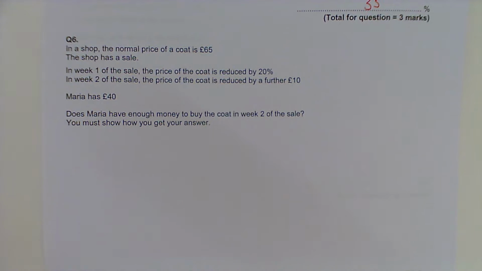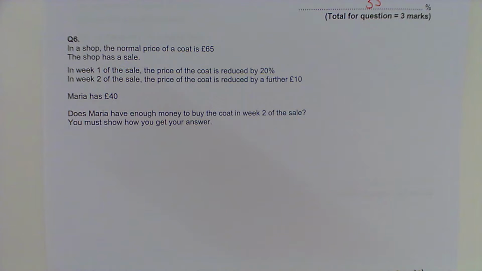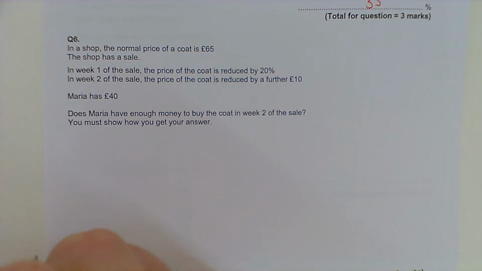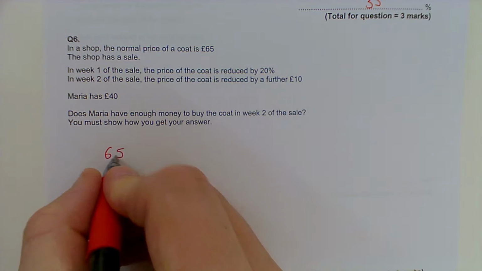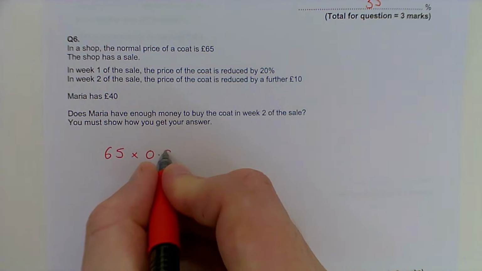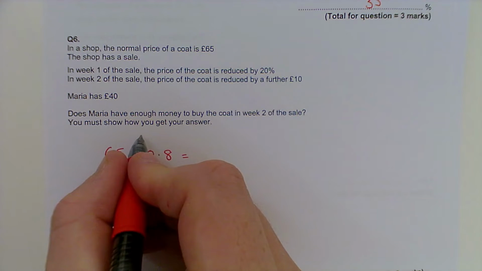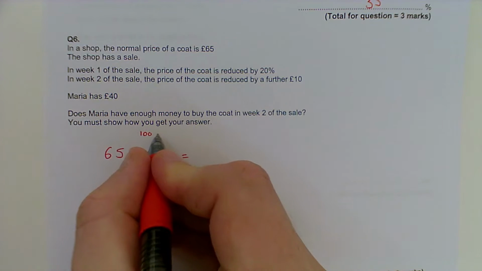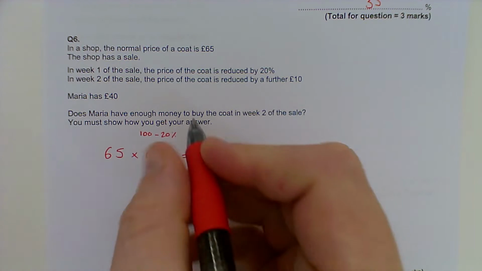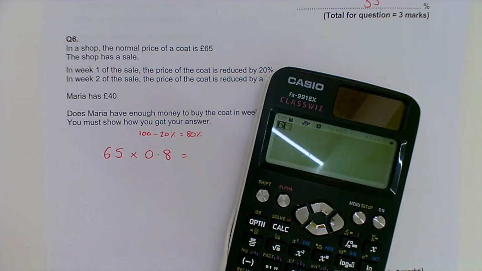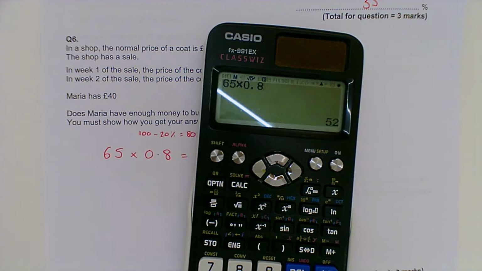Question 6. In a shop, the normal price of a coat is £65. The shop has a sale. In the first week, this coat is reduced by 20%. So I'm going to take 20% off, which means I'd have 80% left. So I'm going to do 65 multiplied by 0.8. I multiply by 0.8 because that's taking 20% off. If you think it's 100 minus 20%, which is, I've got 80% left. So that's why I'm multiplying by 0.8. So 65 times 0.8 gives me 52.